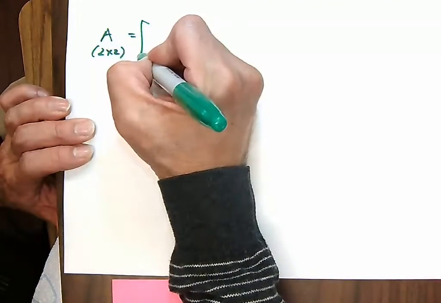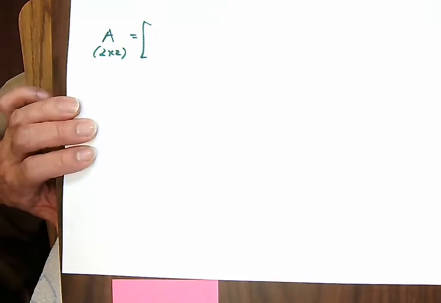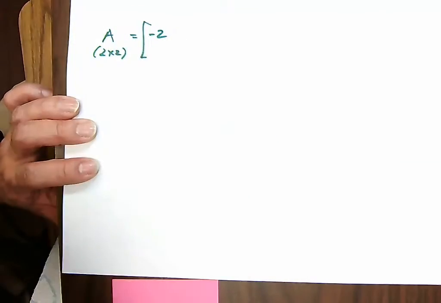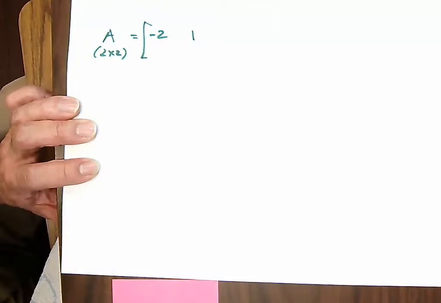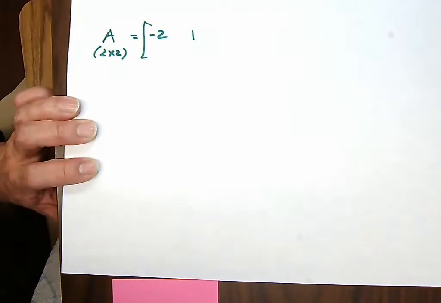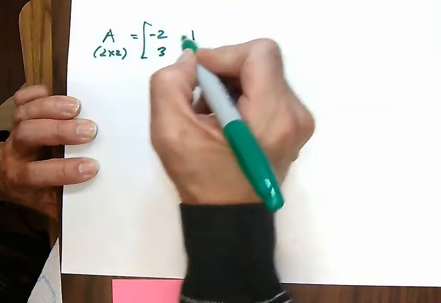And let me make up some elements here. Suppose we have -2, 1. These are the first row elements. And in the second row, we have the elements 3 and -1.